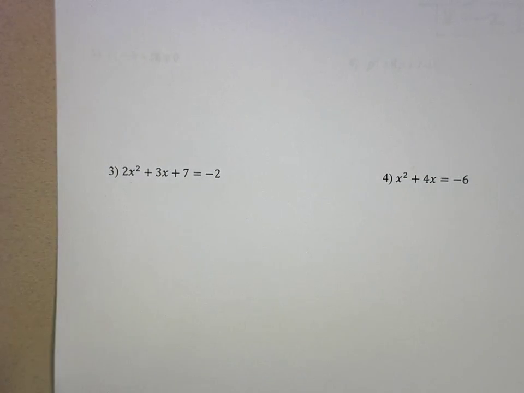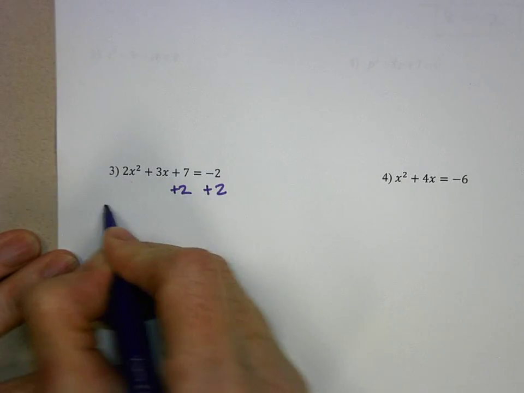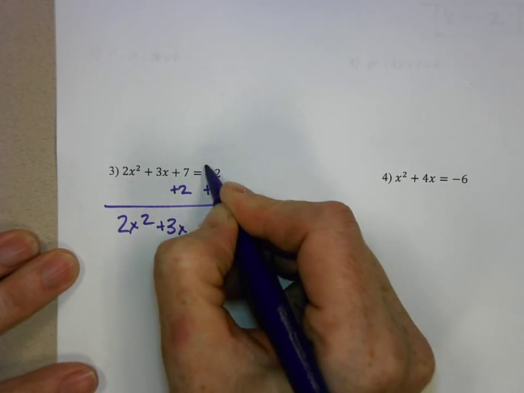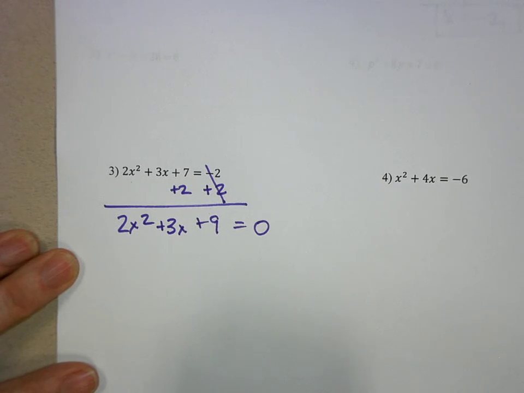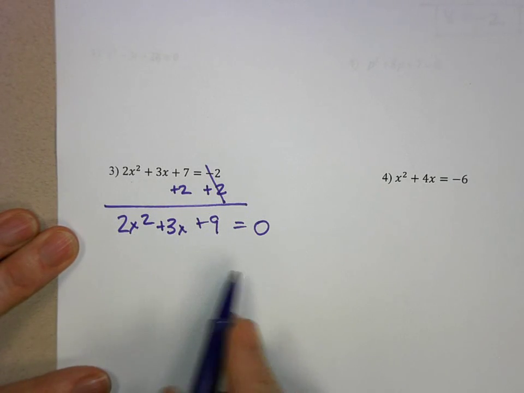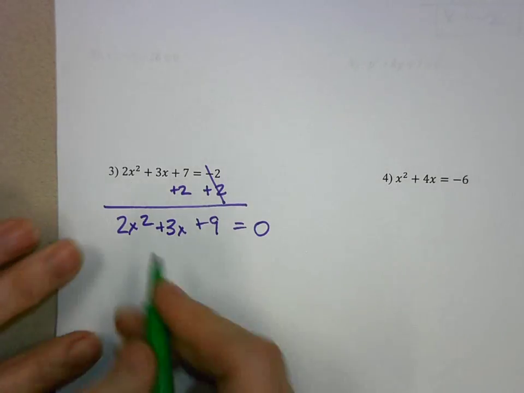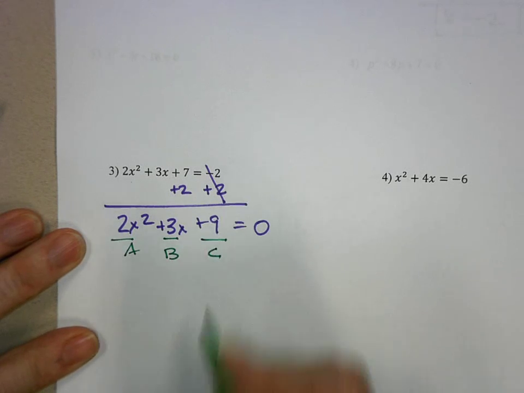So first I have to get it into standard form. I want to add this 2 to both sides. I need to get 2x squared plus 3x, these cancel, 7 and 2 is 9, equals 0. So I've set the equation equal to 0 now. There's no more greatest common factor I can take out. So I identify A is 2, B is 3, and C is positive 9.